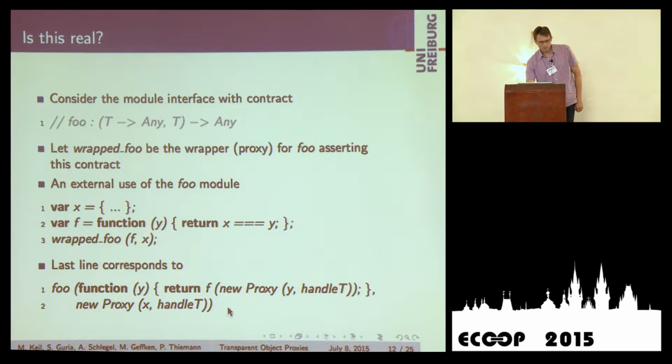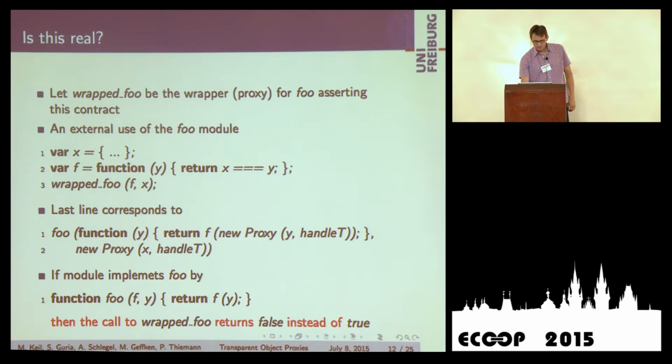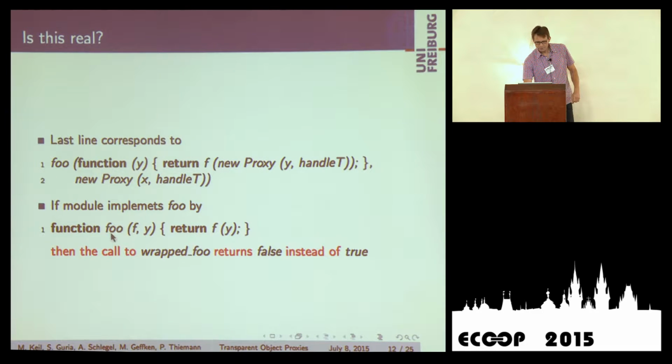Similarly, the second argument, which is probably invisible to many of you, just wraps x, the argument, in the proxy that handles the T contract. That's just standard Findler-Felleisen stuff. Now, if the module implements foo by just function application, so if foo of f and y is implemented as return f of y, then the call of wrapped foo returns false instead of true.